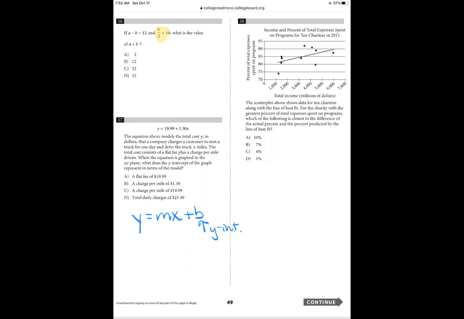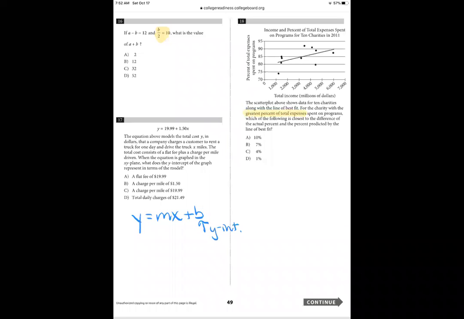They are asking you for the charity with the greatest percent of total expenses. So we have percent of total expenses on the y-axis, and the charity with the greatest percent of total expenses would be this one up here, but you're comparing that to the line of best fit drawn.